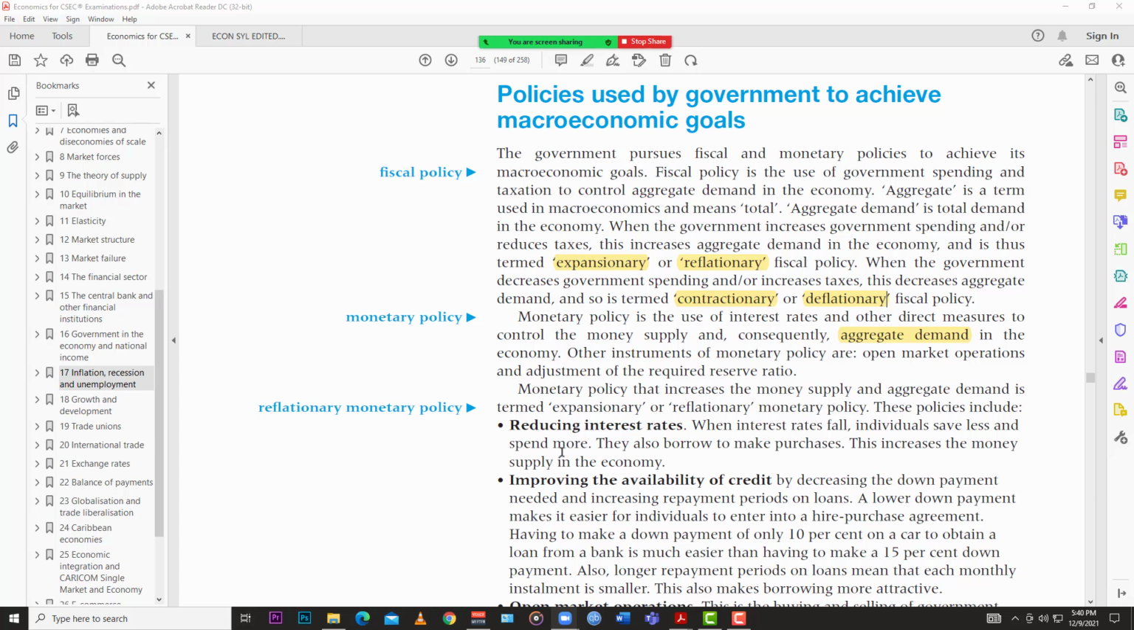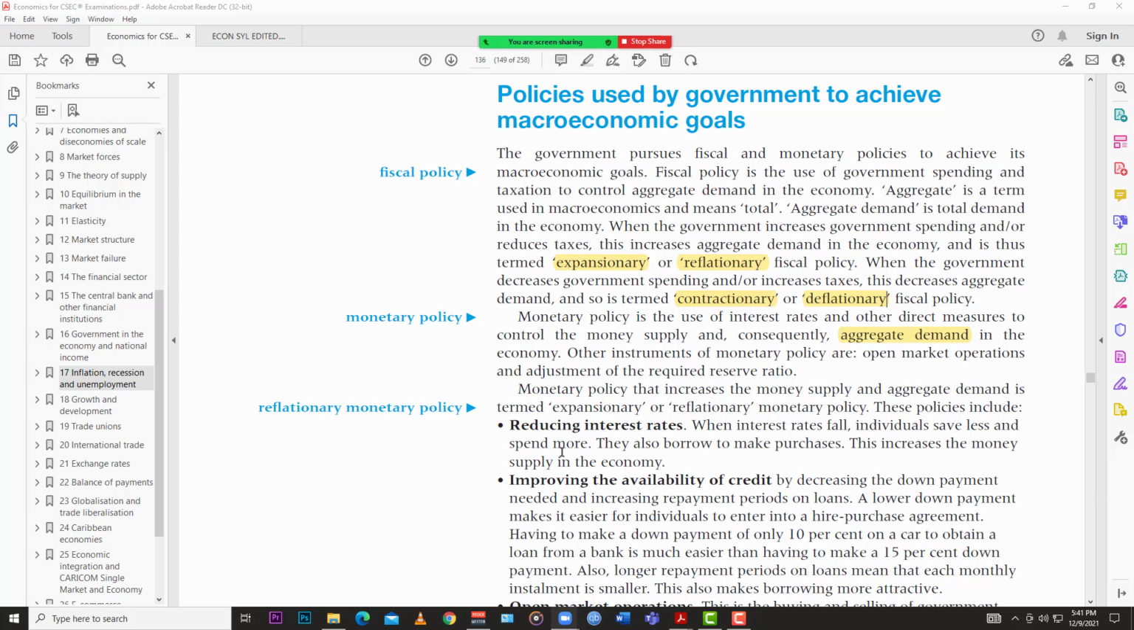One is called fiscal policy, and one is called monetary policy. Fiscal policy is the manipulation of government spending and taxation to achieve certain economic objectives, whether it is to increase demand or decrease demand. When the government spends money, they pump money into the economy, and so that can lead to an increase in demand for the overall economy.